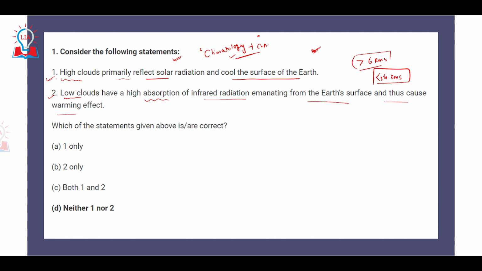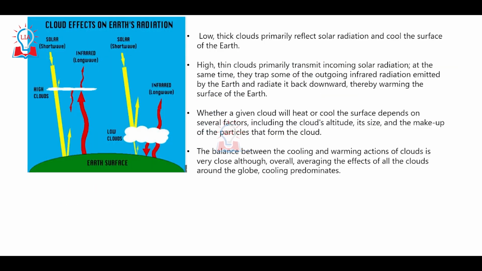Whether these statements are correct, which statement is correct, which statement is incorrect, that is what we have to pick. So as we can see, the correct answer is D. Neither the first statement nor the second statement is correct, and the reason is because these statements are given in reverse order. That means high clouds are those which are responsible for absorption of infrared radiation and cause warming, while it is the low clouds that actually reflect back the solar radiation and cool the surface of the earth. If you look here, this is the diagram.